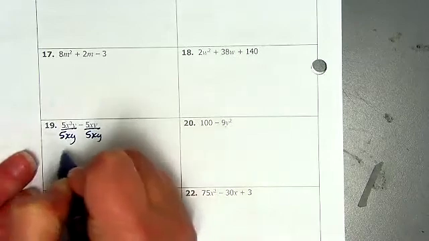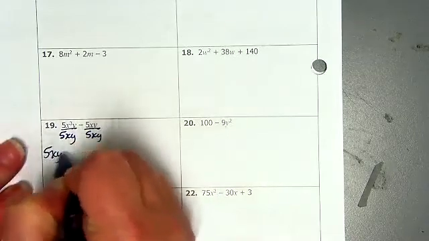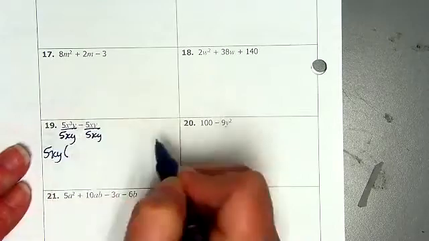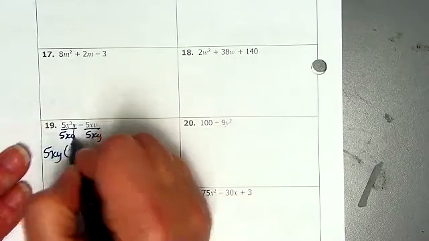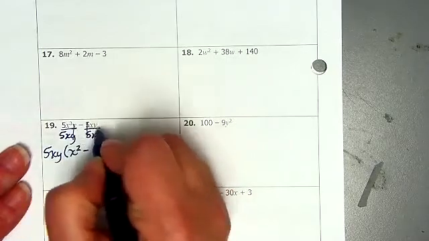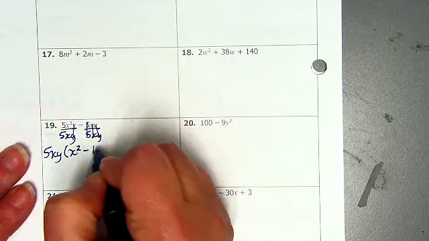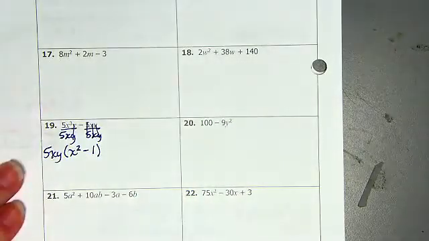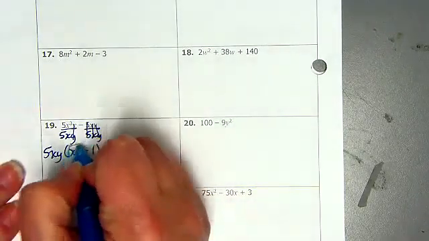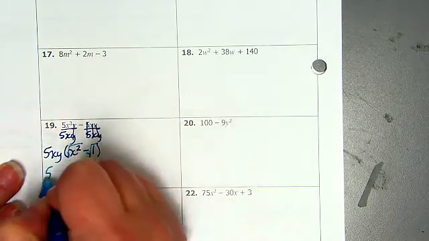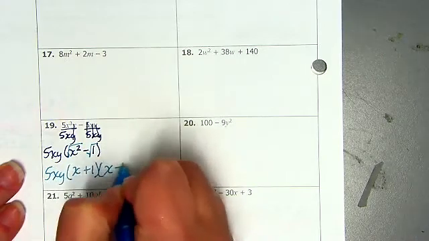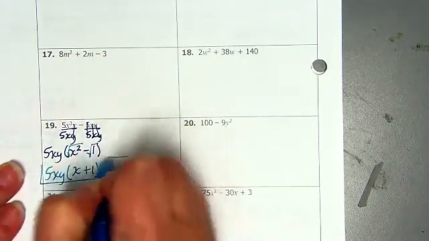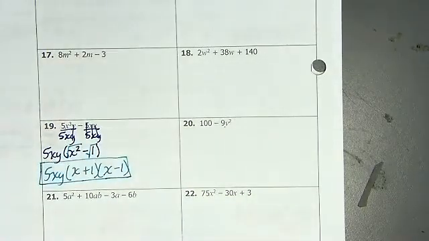So divide by 5XY. So I have 5XY, and then we write what's left. The 5's cancel. So we have X squared. The Y's cancel. Minus, the 5's cancel, the x's cancel, the y's. Oh, this is actually an easier problem. Okay, so now, again, I have a difference of squares. So I'm going to have 5xy, open parentheses, x plus 1, x minus 1. And there's my final answer.